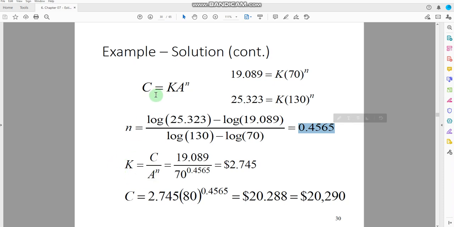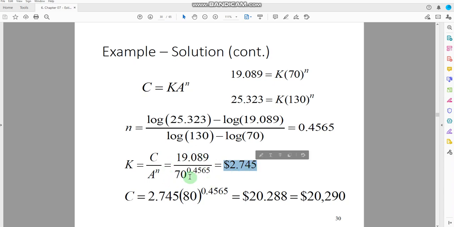Now if you look at this equation again, we can rearrange this equation to get the value for K, with the cost here being 19.089. What is the A here? It is the capacity that was 70 meters square, and the value for N is 0.4565. So the value for K that you would find out here is 2.745.